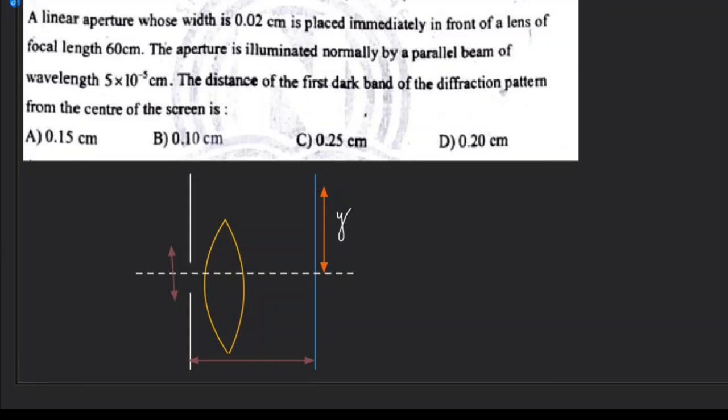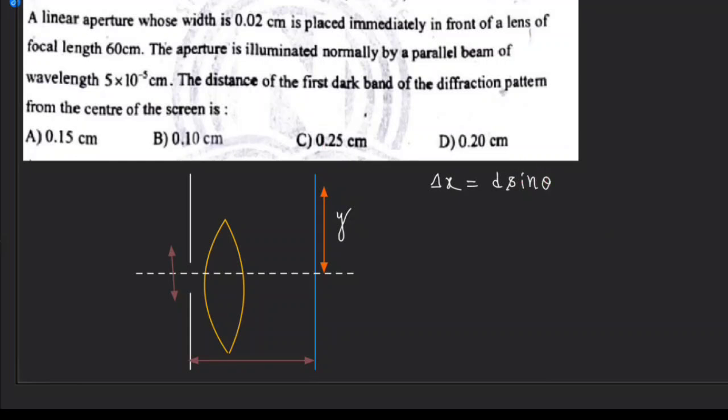This question is from wave optics. A linear aperture whose width is 0.02 cm is placed immediately in front of a lens of focal length 60 cm. The aperture is illuminated normally by a parallel beam of wavelength 5 into 10 power minus 5 cm. The distance of the first dark band of the diffraction pattern from the center of the screen is? You know, from wave optics, the path difference delta x is equal to d sin theta.